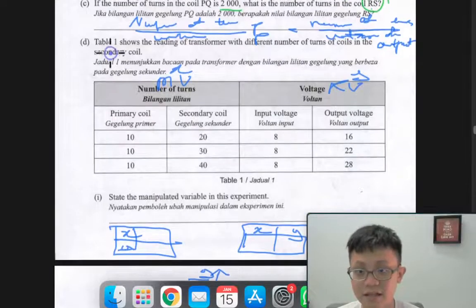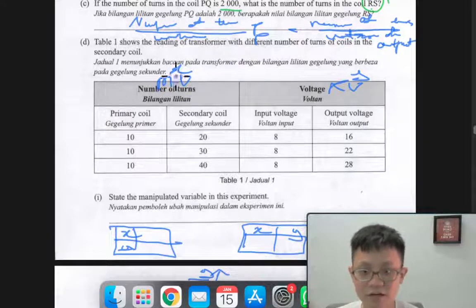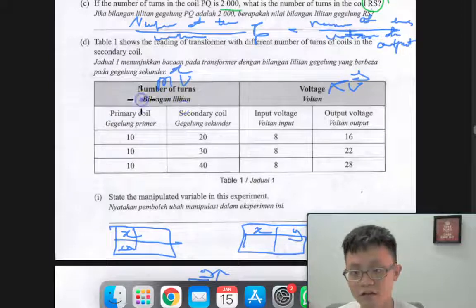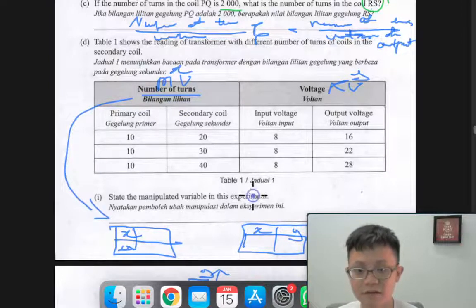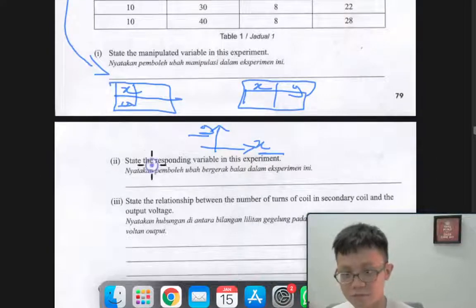But here they didn't give the hypothesis. It just says show the reading of the transformer, so it didn't say anything. But we can guess, we know that the manipulated variable will be the number of turns. You write here: number of turns. And the responding variable will be the voltage.